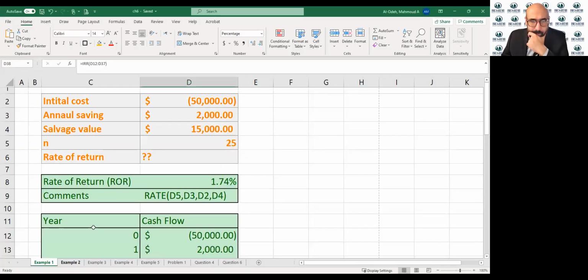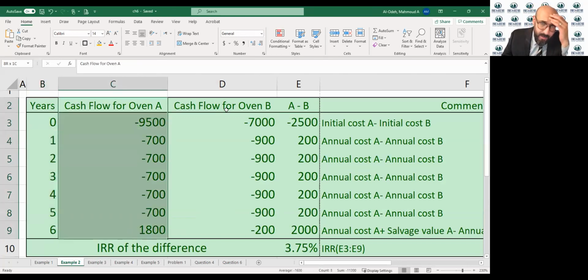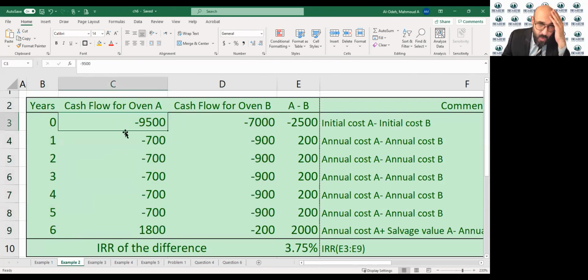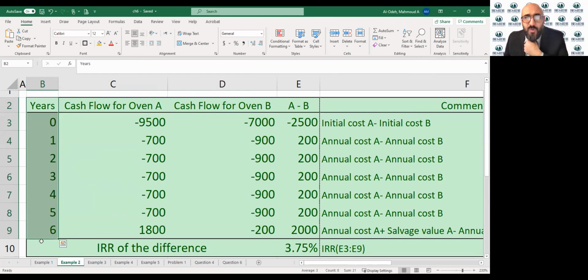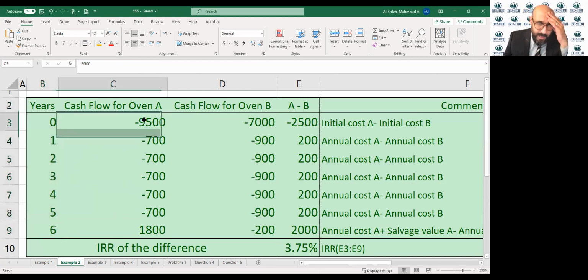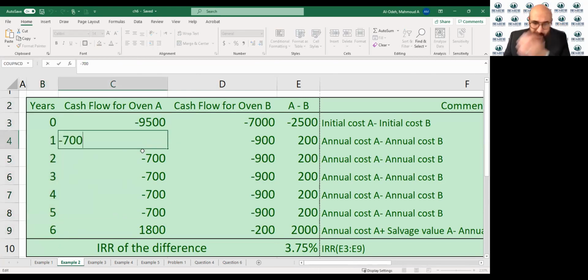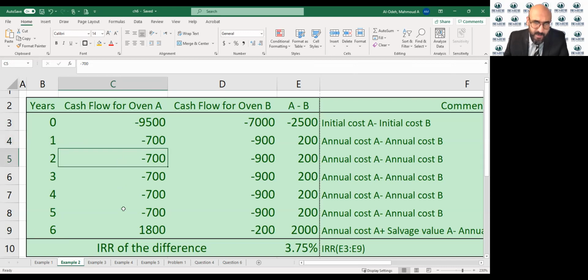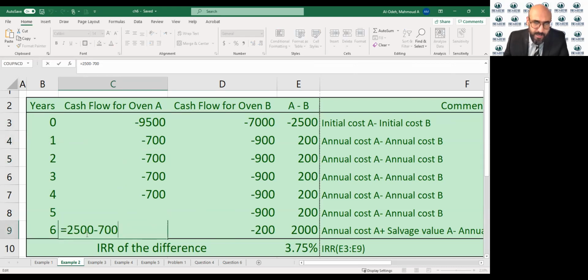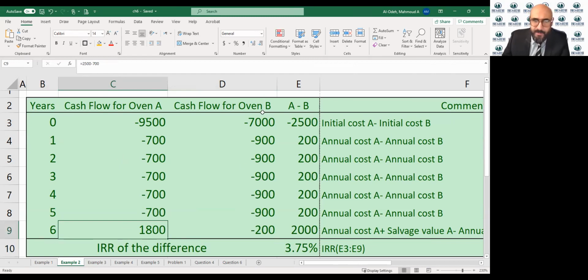All right, so I have the cash flow for oven A and oven B, and we recorded all the transactions. The nice thing is both alternatives will last for 6 years, so we don't have to use the least common multiple because they have the same equal life. From 0 to 6, there is 9,500 for initial cost, and every year we have an annual maintenance of 700. In year 6, we collect the 2,500 as a salvage value and subtract the 700 from it, and the net would be 1,800.